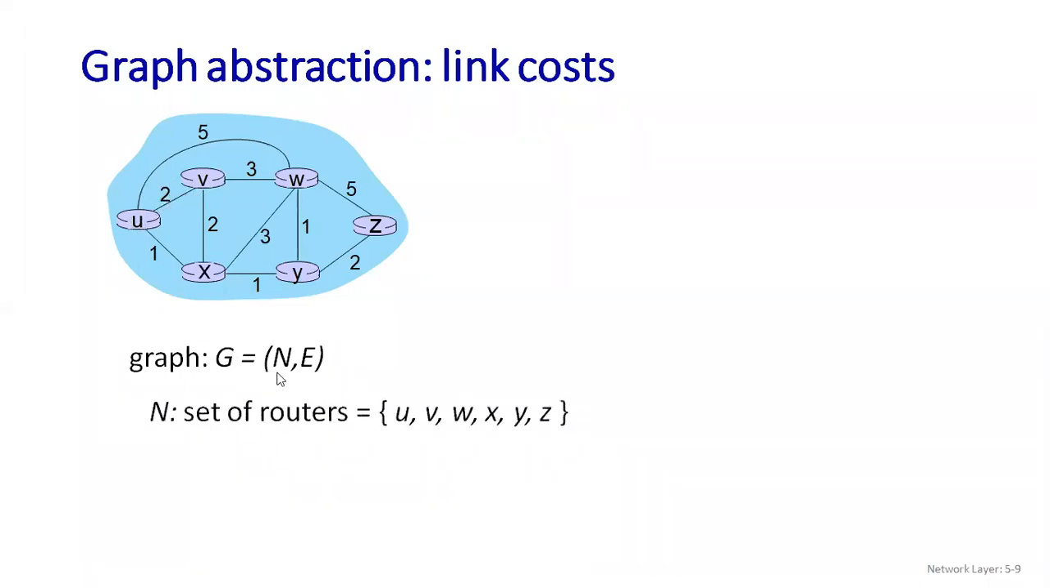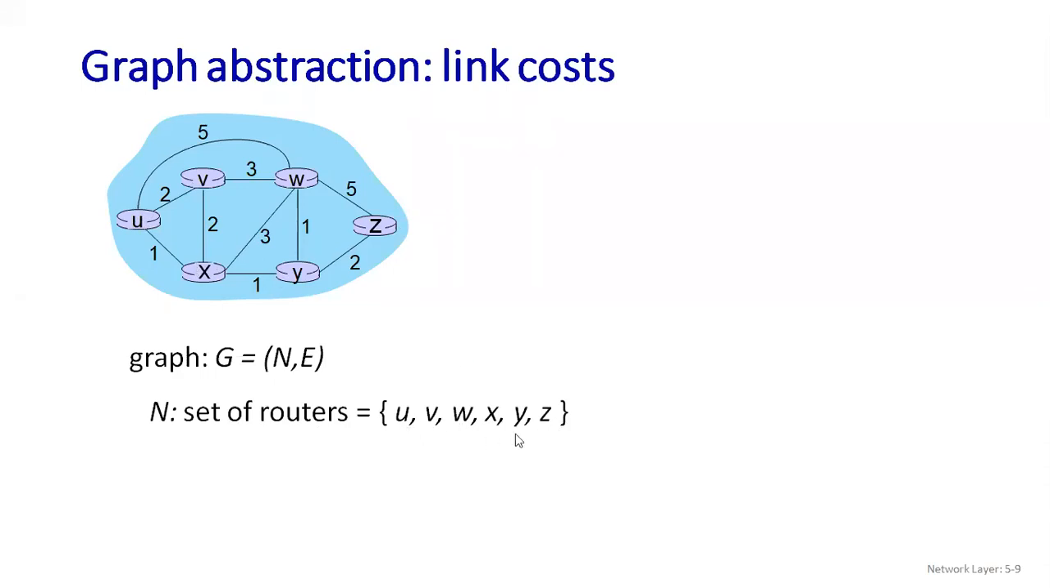So here I have one formula, G equals (N, E). Now you can ask me, what is this G? G is nothing but the graph. What do we mean by N? N is the set of routers. So what are the set of routers present here? You have 6 routers: U, V, W, X, Y, Z. So this one will be in a set.